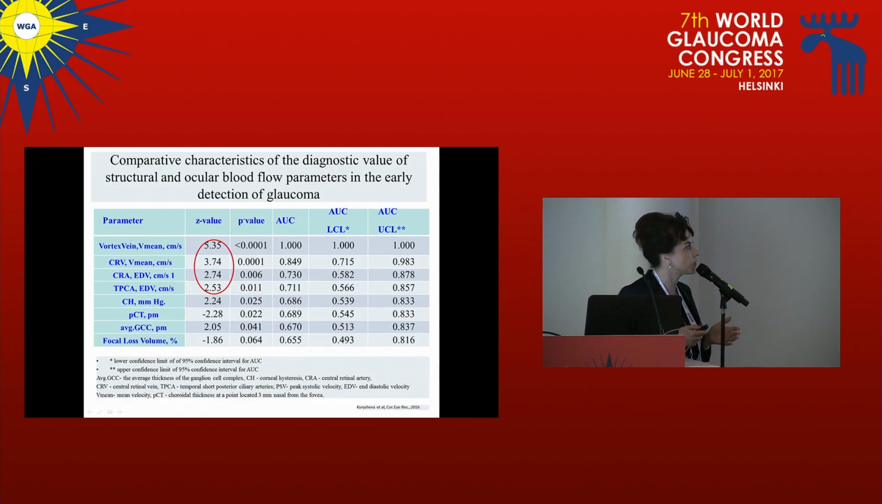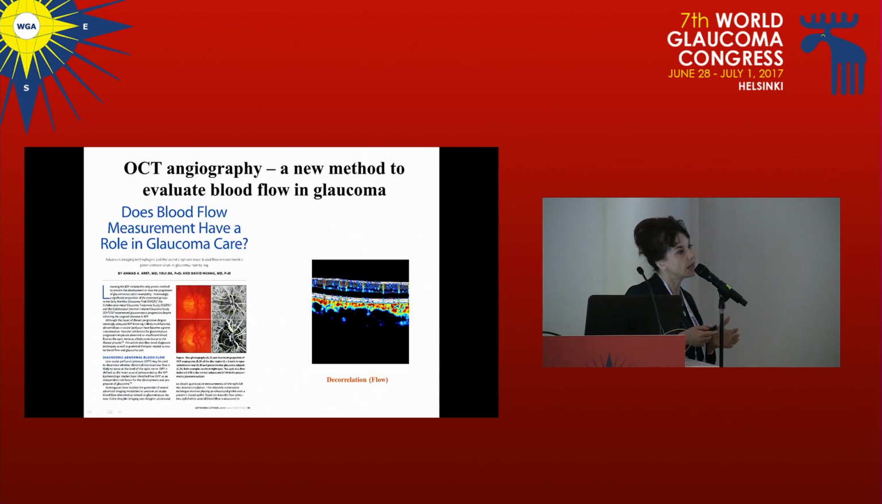For example, recently, using color Doppler imaging, we revealed a very high diagnostic ability of some parameters of CDI in detection of preperimetric glaucoma, especially venous blood flow. But you know that CDI doesn't allow us to measure microcirculation of the retina. Therefore, the appearance of a new method, OCT angiography, has raised once again the question: does blood flow measurement have a role in glaucoma care?